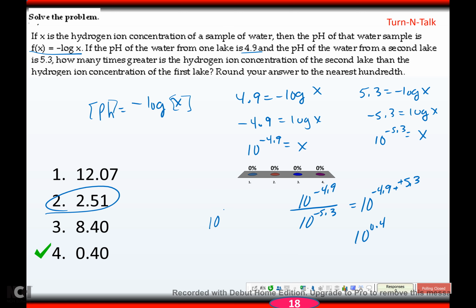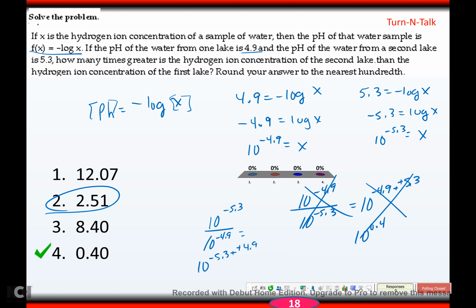What, did I do it wrong? If we did it this way, because that's what threw me. It said the second compared to the first. That'd be 10 to the negative 5.3 minus a negative 4.9. Negative 5.3 plus 4.9 is negative 0.4. That's it. Silly goose. I should have trusted myself.